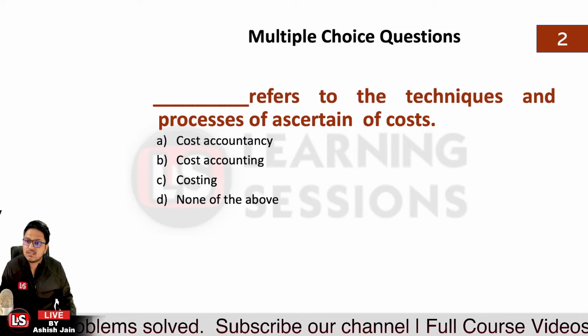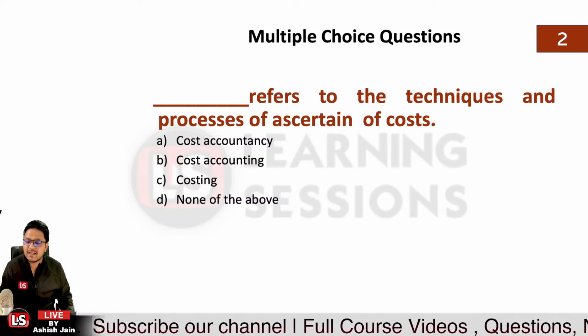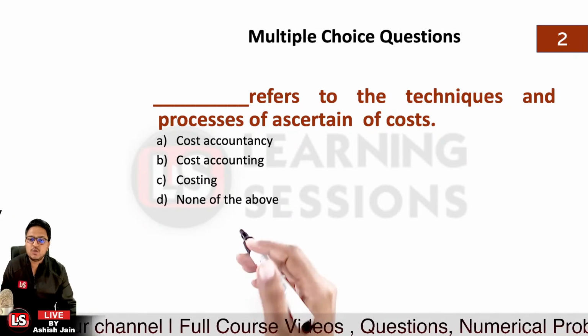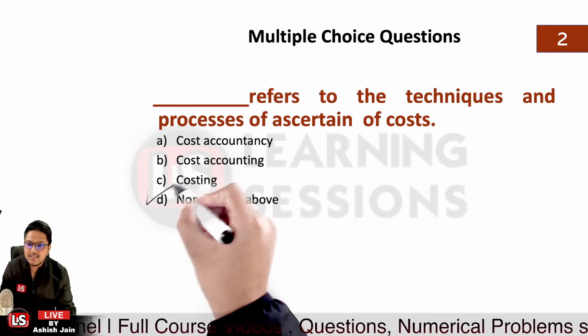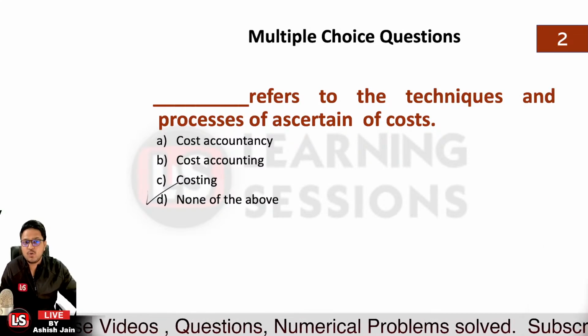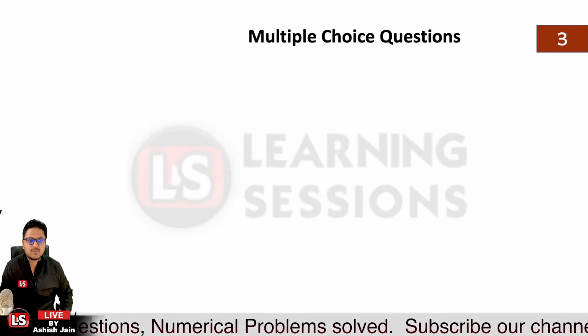It is costing, because costing was there, where I just told you that we have different techniques so as to ascertain the cost of the product. So again, option C over here would be the right answer. Abstain has answered correctly over here. Again, related to question number 2, costing would be the right answer in this regard. Now let's move to the third question.